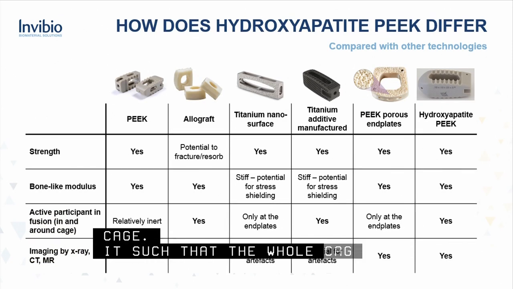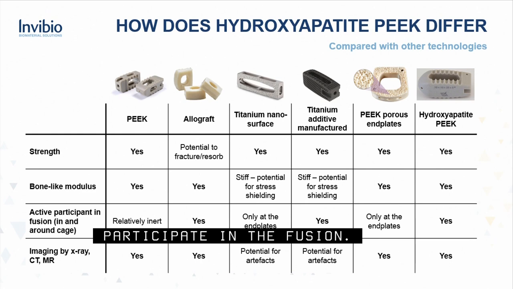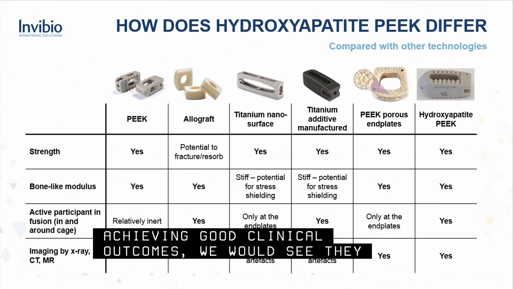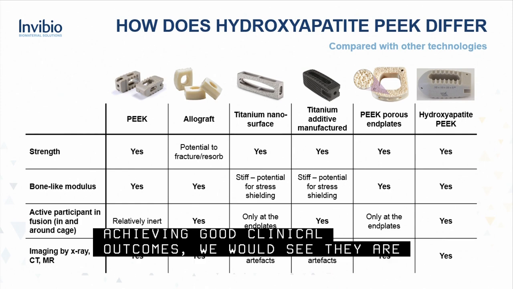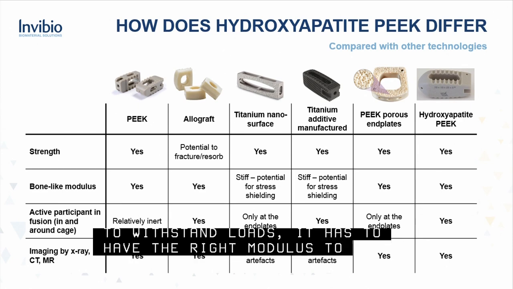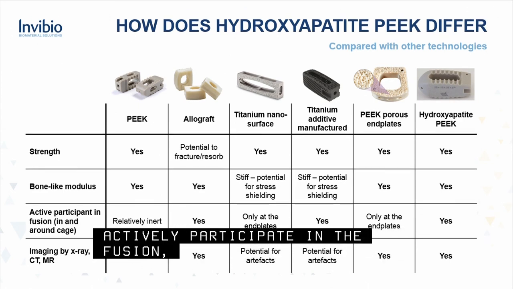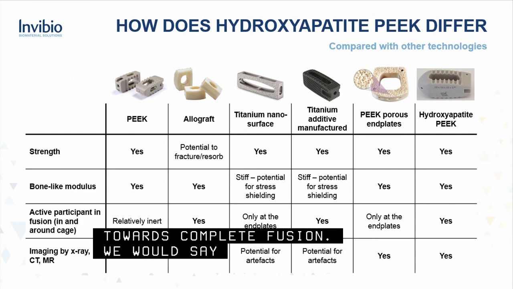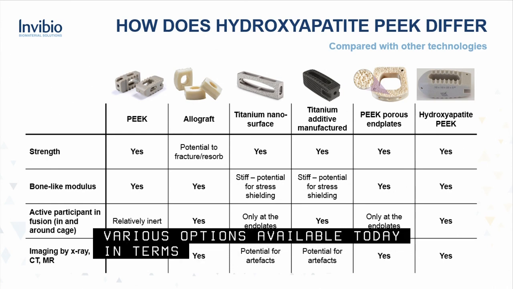So if we look at maybe some of the key material factors in achieving good clinical outcomes, we would say they are: the cage has got to be strong enough to withstand loads. It's got to have the right modulus to distribute the stress. It's got to actively participate in the fusion. And it's got to be easily imaged under various imaging modalities to understand what's happening with the patient as they progress, hopefully, towards a complete fusion. And we would say that of the various options that are available today in terms of technologies, hydroxyapatite PEEK is one of the few that does score well in each of those four critical factors.